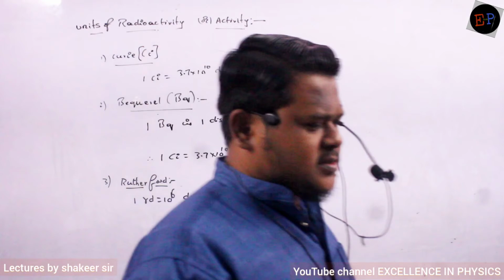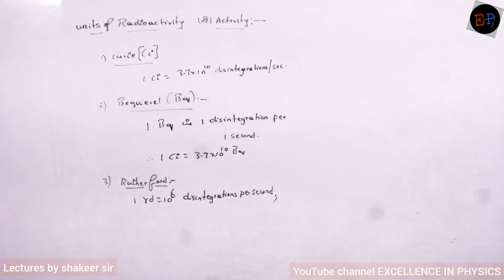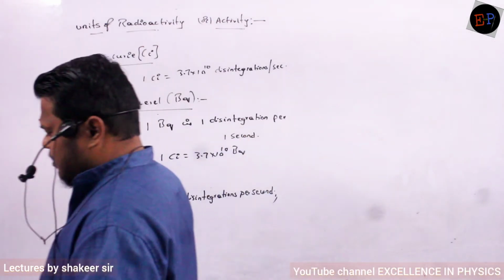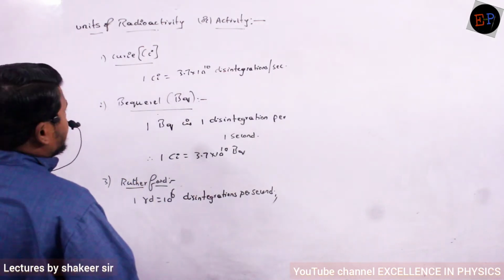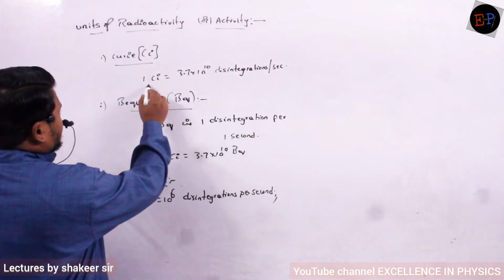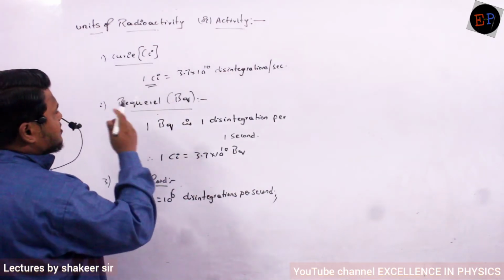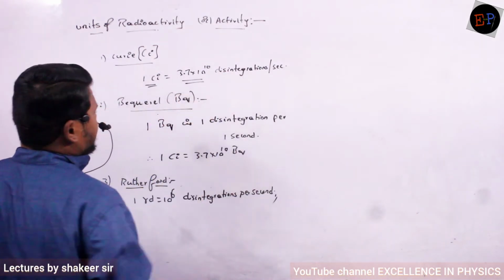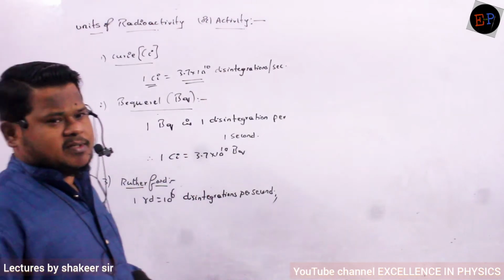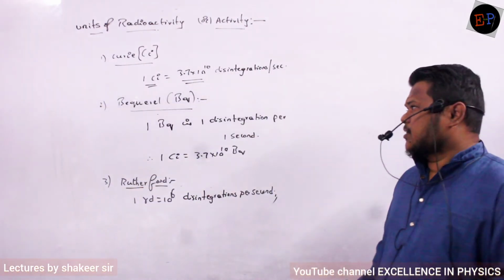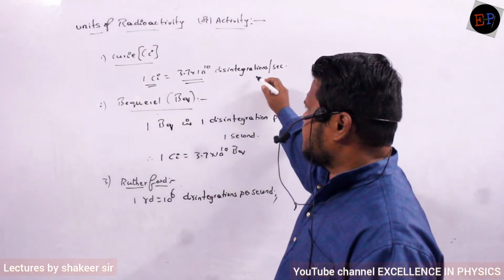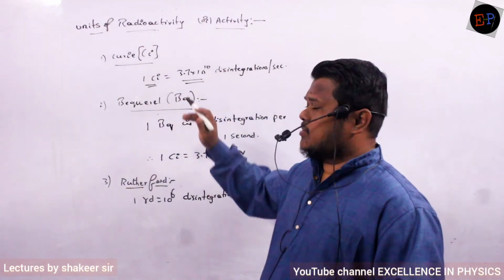So next we are studying about units of activity, or units of radioactivity. The first one which we have to study is Curie. 1 Curie is equal to how many disintegrations? 3.7 into 10 power 10 disintegrations per second. Already we have studied what disintegration means. So if this many atoms are disintegrating in 1 second, then it is called 1 Curie.